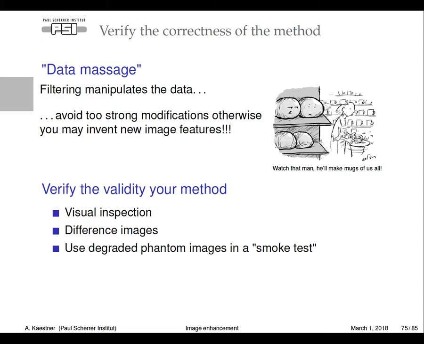And there are different ways of doing this inspection. One is just plainly visual inspection. The eye is pretty good, actually, to see, am I doing something that makes sense? If the eye tells you this doesn't make sense, then it's time to reevaluate. Then you can look at difference images, and you can really do a heavy evaluation procedure.